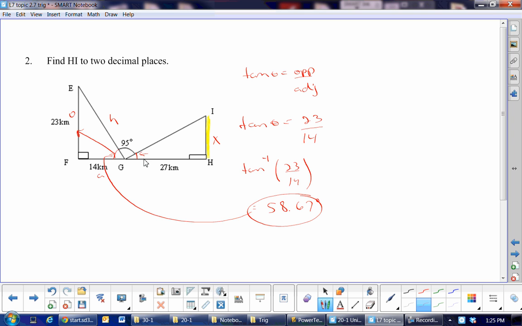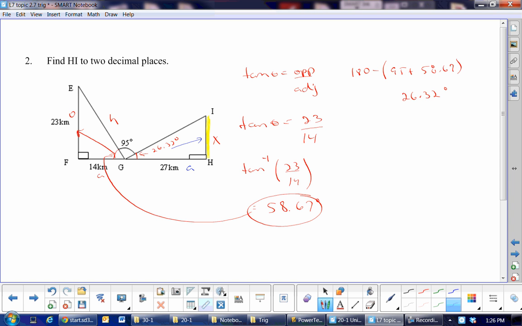And if I have that angle right here, then I am good to go to find this. So what is that angle right there? Well, let's go 180 minus 95 plus 58.67, and I would get 26.32 degrees. Okay, so this would be 26.32 degrees. Now to find my X, well, that is opposite.